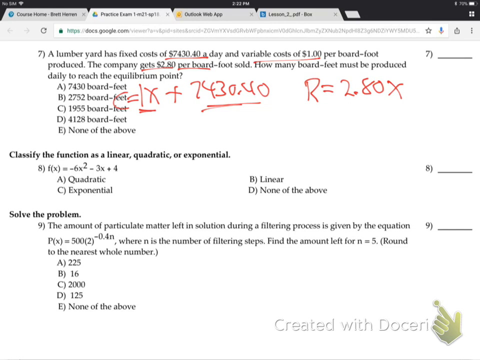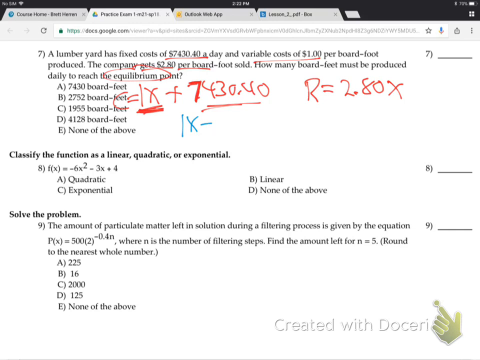The cost is whatever that was, 7,430.40. That's just to run the mill every day, just to pay the employees and to pay the electric bill for the shop and all that kind of stuff. That's a fixed one-time cost plus $1 times X, and that was $1 per board foot. That's their cost on the lumber, which is lower, right? That's how they make profit. They sell it for more than it's worth, but they have one-time costs. So they're basically saying equilibrium. What does equilibrium mean? Equal.